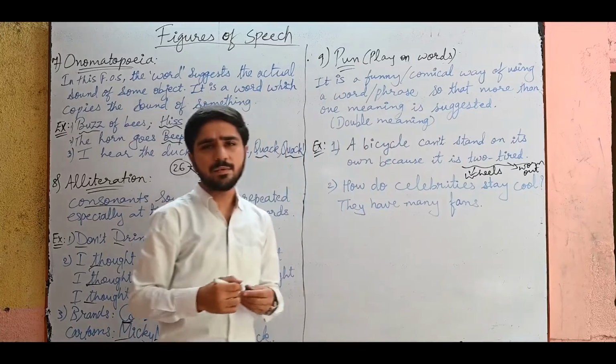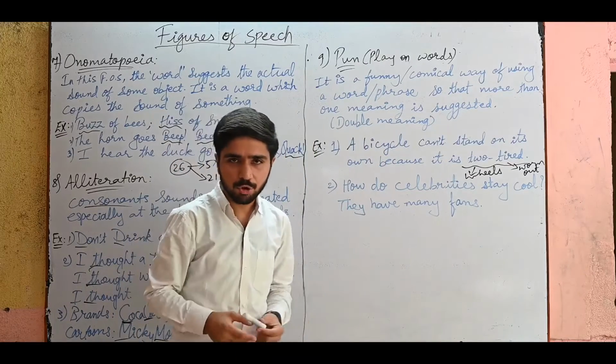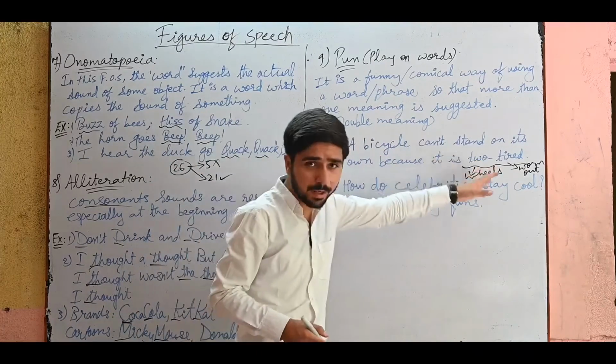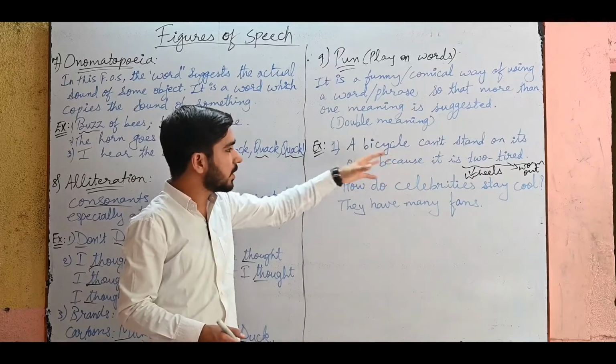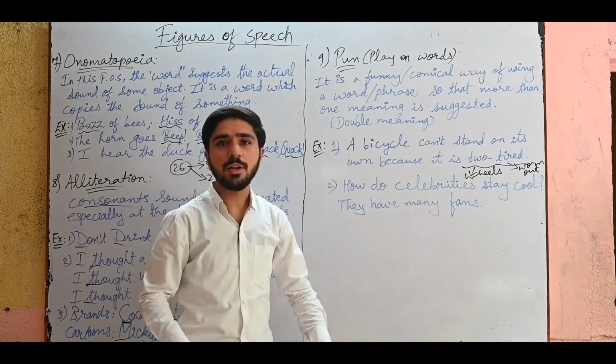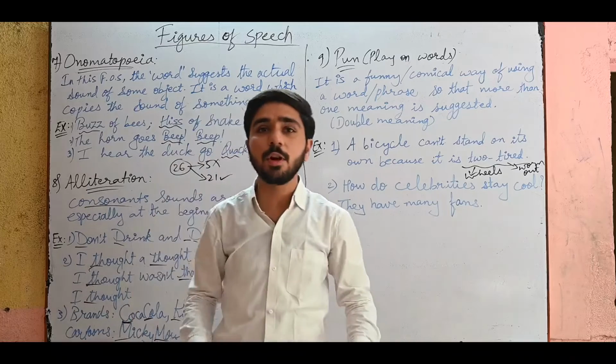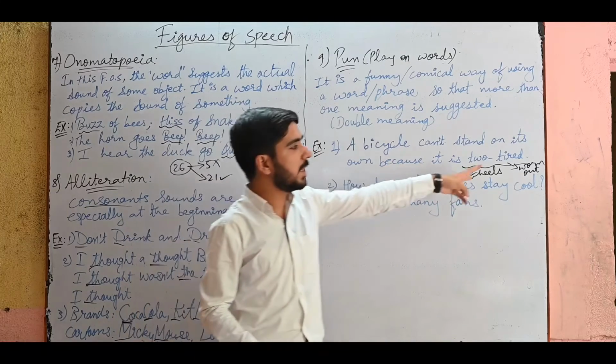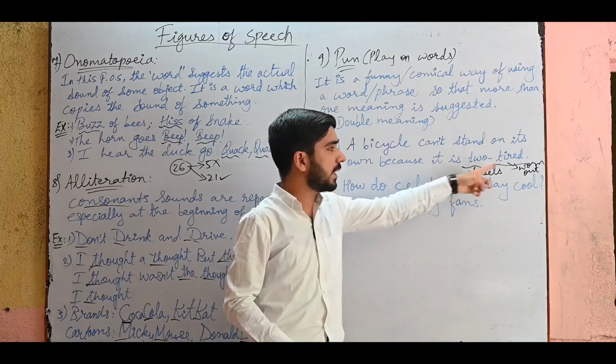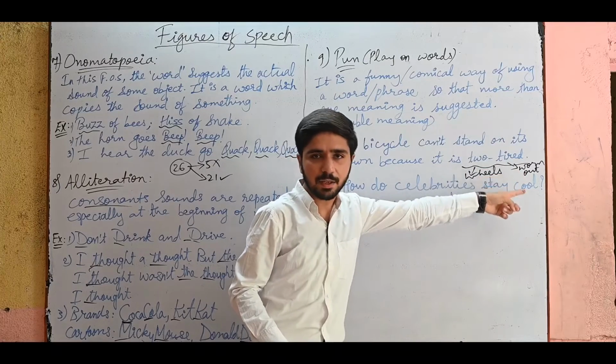It is tired, it is worn out. When you are tired, you cannot work anymore, you want to sleep, you feel sleepy. So the bicycle cannot stand because it is too tired, which means it will fall down. When you are tired, you fall down, you fall asleep. So here a double meaning is suggested: one is wheels, and the other is that it is tired and sleepy.